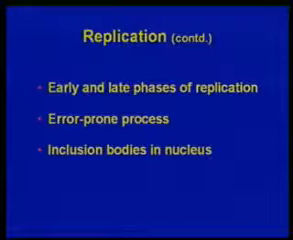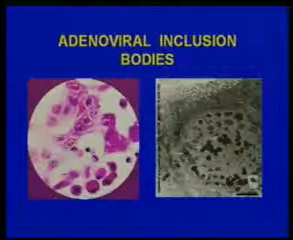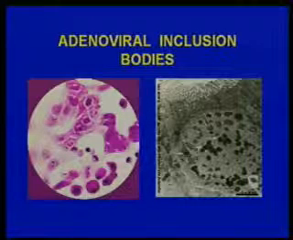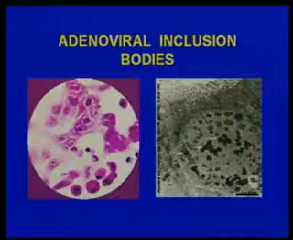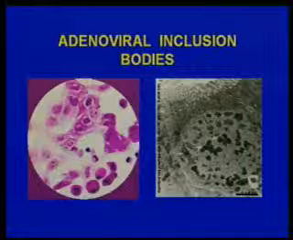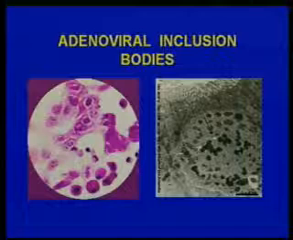So it can be used as a telltale marker for adenoviral infection. This is a picture in high power showing you the nuclei which are infected with adenovirus, which do not look normal. They have some clumpy areas here, which are the inclusion bodies. And this is the electron micrograph.